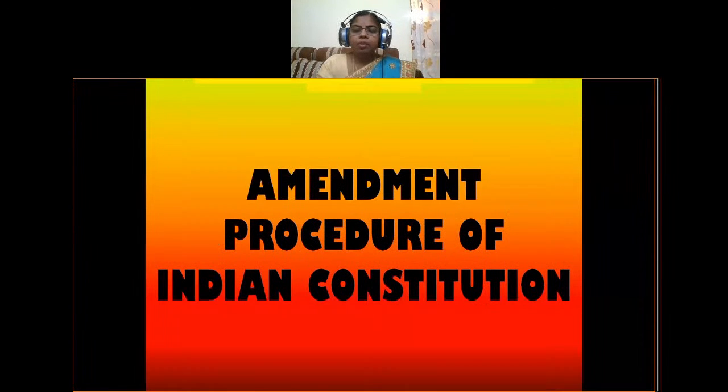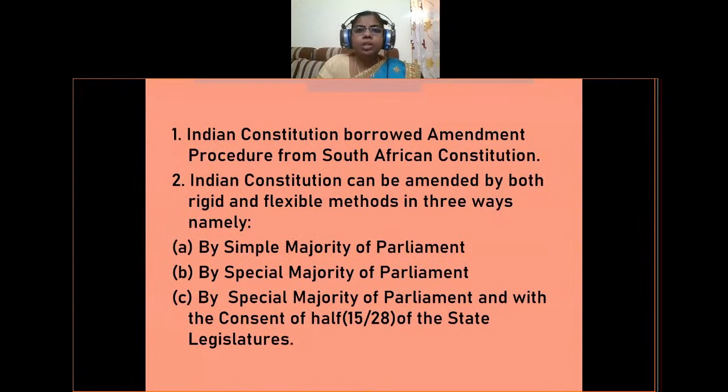Okay, so let us move to our second topic, that is the amendment procedure of the Indian Constitution. With this, we are going to complete the fourth chapter. The Indian Constitution borrowed the amendment procedure from the South African Constitution. In your previous classes, you have learned about the sources of the Indian Constitution. Our constitutional features are borrowed from different constitutions, and this feature, the amendment procedure, is borrowed from the South African Constitution.